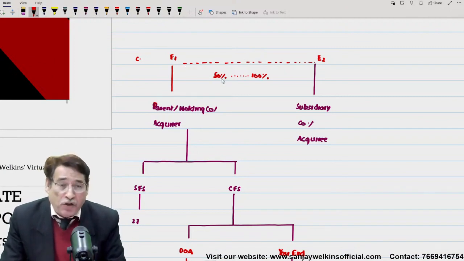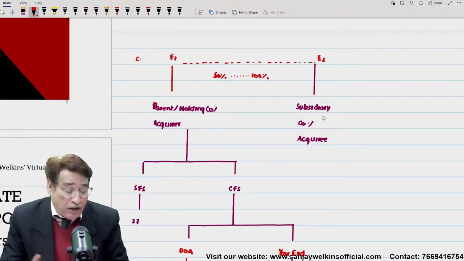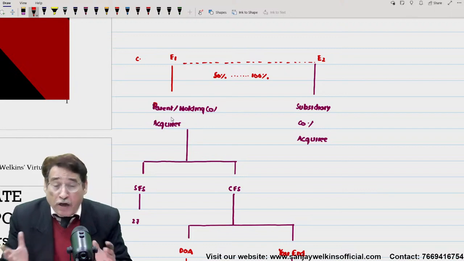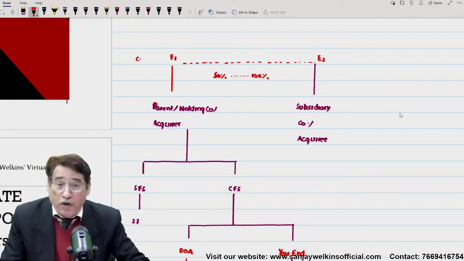my investment range is either 50% or more than that, correct, in the other entity. Then the other entity will become our subsidiary entity, and the other entity is also known as acquiree entity. And you, the investor entity, will be known as parent entity, or what we call holding company or acquirer company, because this time now you have got the control over the other enterprise on account of majority stakes, correct?